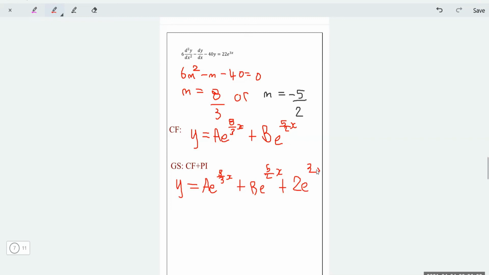And this is the general solution: y equals a e to the 8/3 x plus b e to the minus 5/2 x plus 2e to the 3x. That's it. That's our general solution. Nice.